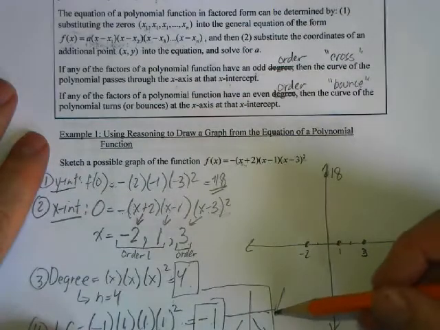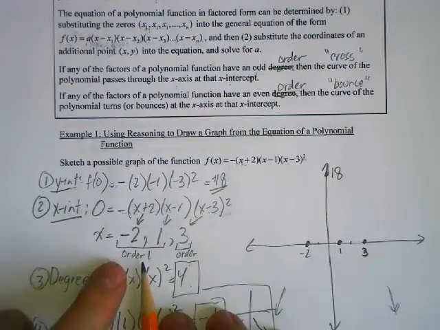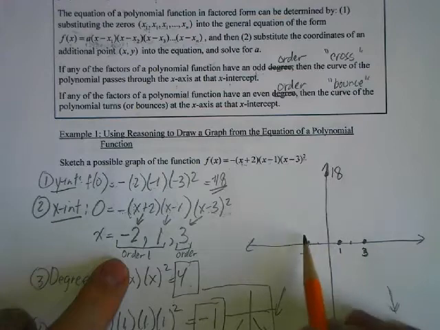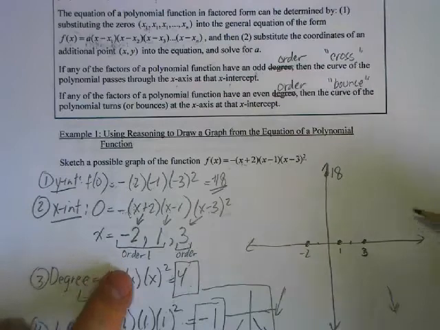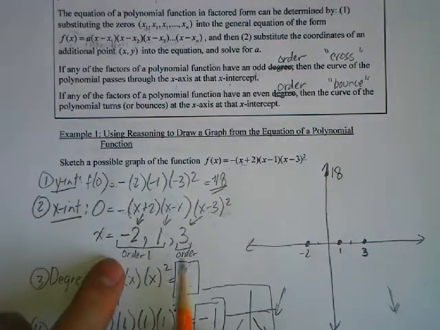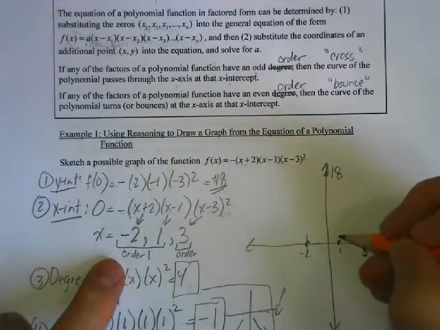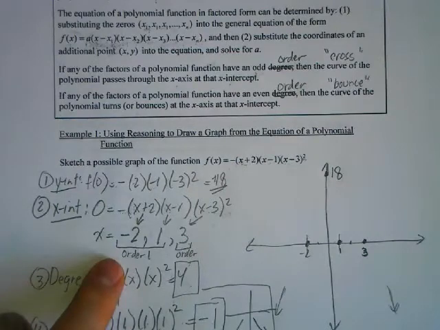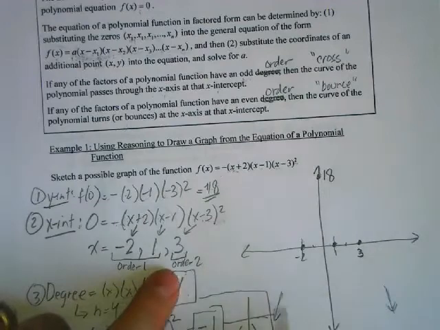Now I can't just connect these yet. I have to look at the order of the x-intercepts because that's going to tell me does the curve cross the x-axis here or does it bounce? So a bounce would be, well, I'll talk about that when I get there. So order -2 and 1, they cross. So I'm just going to put a faint line through to remind me that the graph is going to cross through. And at 3, it has order 2, I didn't write it in, and that means it's going to bounce.